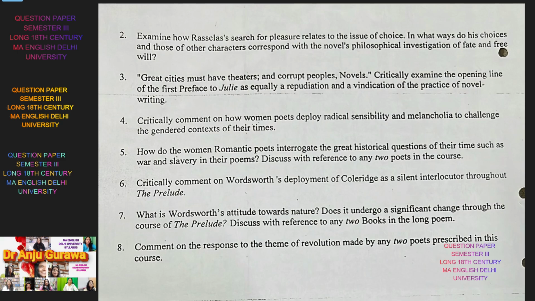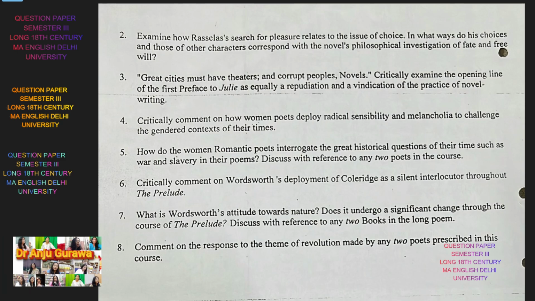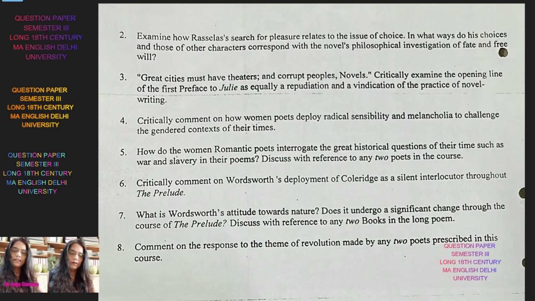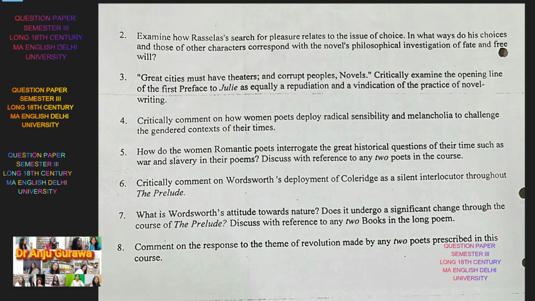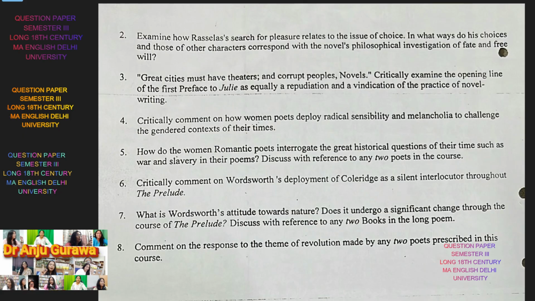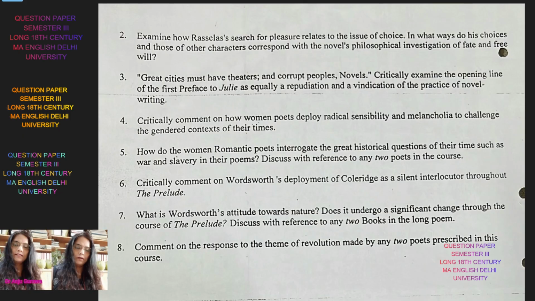Then question number 3, and it's a quote. Great cities must have theatre and corrupt people. Novels critically examine the opening lines of the first preface to Julie as equally a repudiation as a vindication of the practice of novel writing. So this is from Julie. Now we come to question number 4. Critically comment on how women poets deeply deploy radical sensibility and melancholia to challenge the gendered context of their times.